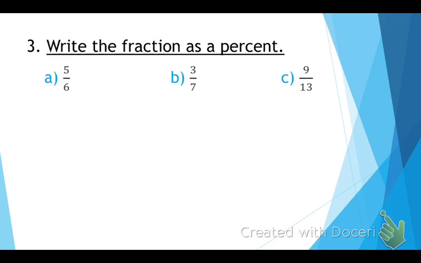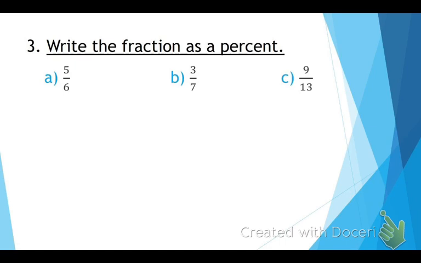Next step, the final one that we're going to do with this idea is write the fraction as a percent. So the first thing we have to do is turn this fraction into a decimal, and then we do the same rules that we did with our decimal. Problem A says 5/6. What's the first thing I want to do? Okay, put 5/6 into your calculator. When you divide it out, what's it come out as a decimal?